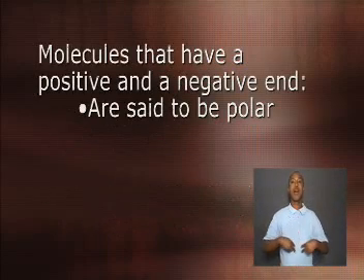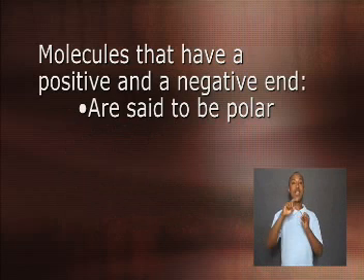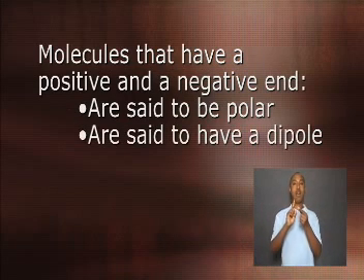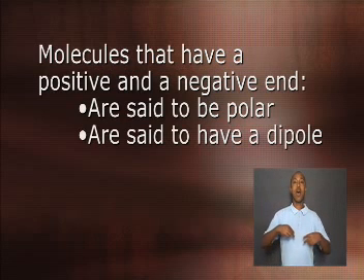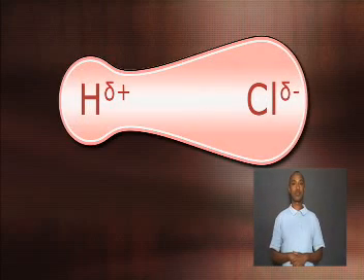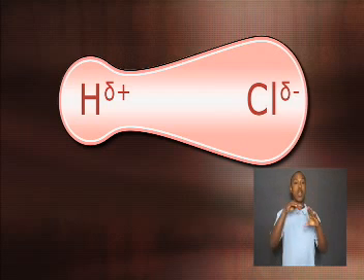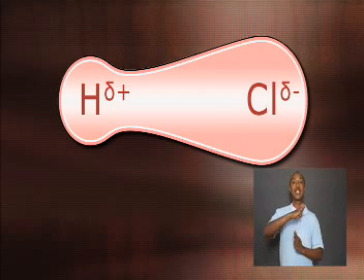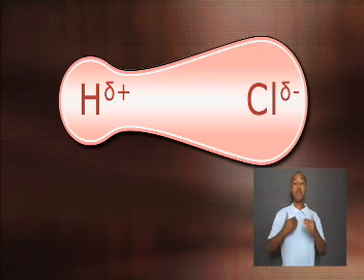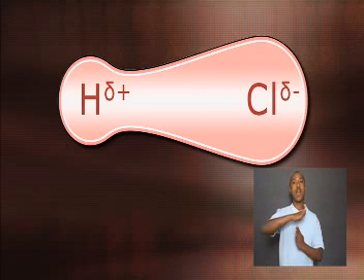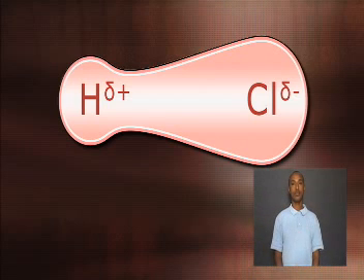Molecules that have both a positive and a negative end are said to be polar. These molecules have a dipole, which means that they have two poles. Evidence has shown that in hydrogen chloride molecules, the electrons spend more time near the chlorine atom. This unequal sharing of electrons can be thought of as a partial electron transfer. It can also be thought of as a shift in electron density, as you can see here.